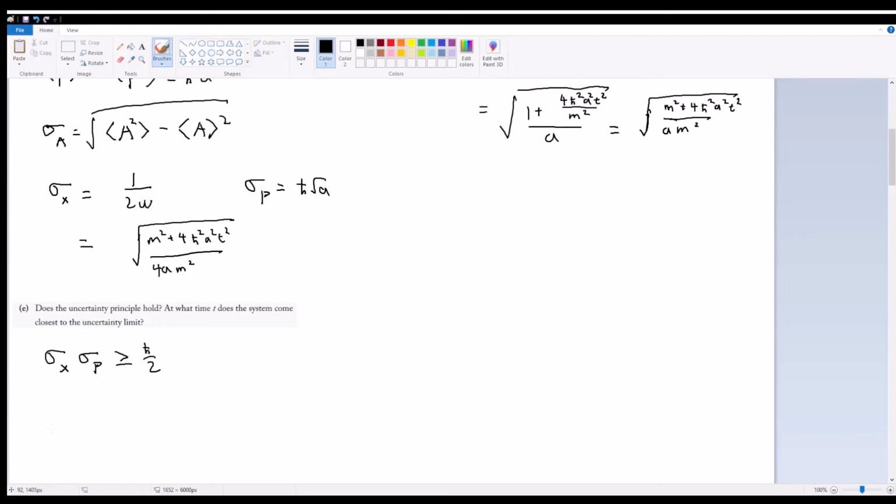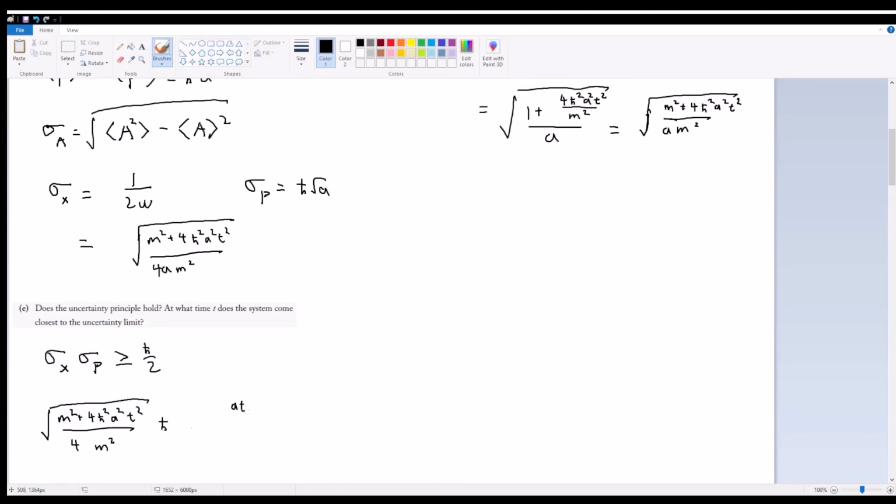So we check this. The square root of m squared plus 4 h bar squared a squared t squared over 4am squared, multiplied by h bar times square root of a. So instantly we have a square root of a at the top and a square root of a at the bottom, so those can just cancel out, and we're left with 4m squared at the bottom, and we have an h bar at the front. And if we look at this, the only t dependence is right here in this term, 4 h bar squared a squared t squared. If we want to minimize the uncertainty, then we want the numerator to be as small as possible. So that means t equals 0 is the smallest possible uncertainty.